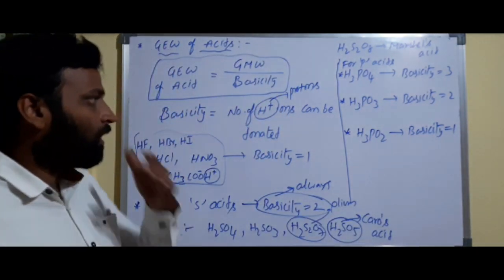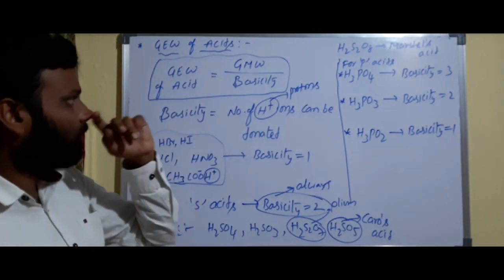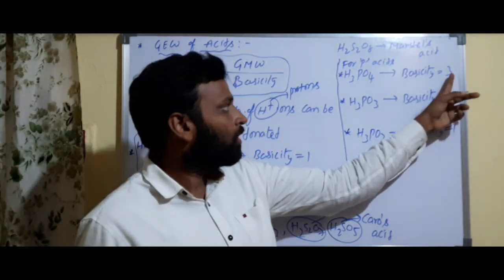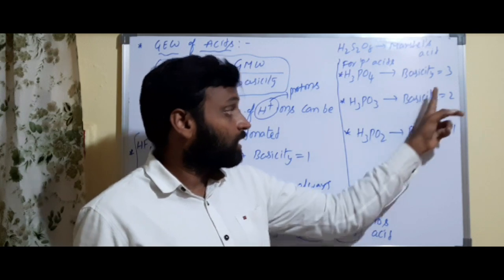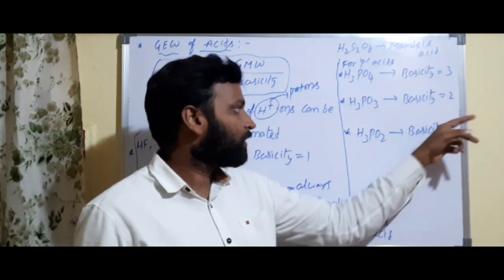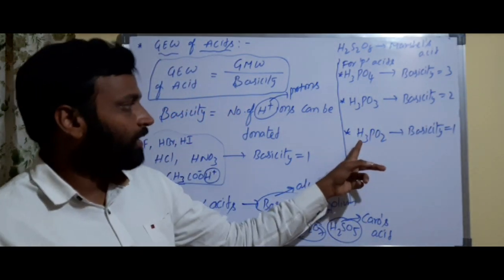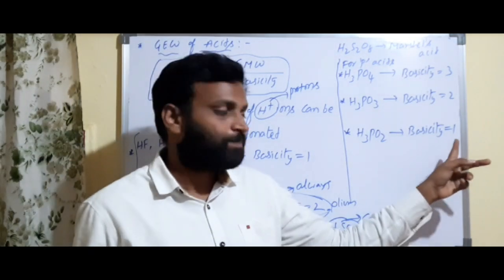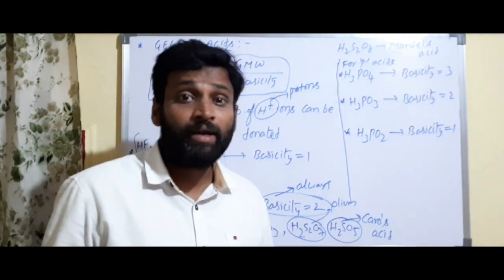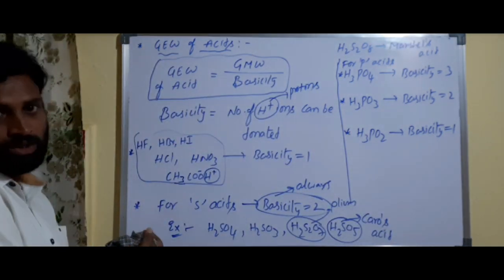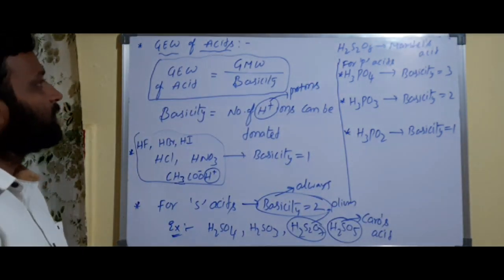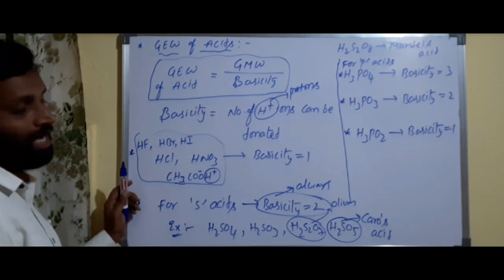Remember this, so that now you can write the gram equivalent weight of H3PO4: gram molecular weight by 3. Of H3PO3: gram molecular weight by 2. Of H3PO2: gram molecular weight by 1. Take a screenshot and write down all these things for the gram equivalent weight of acids.